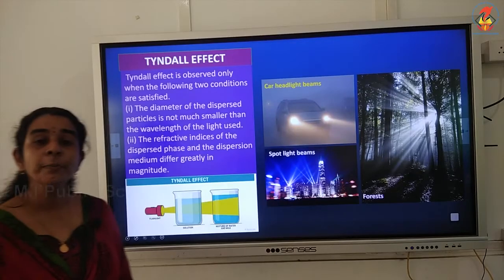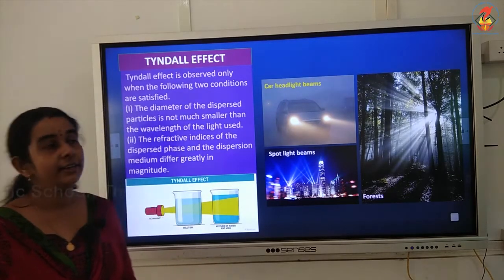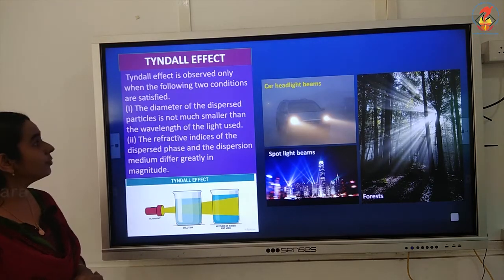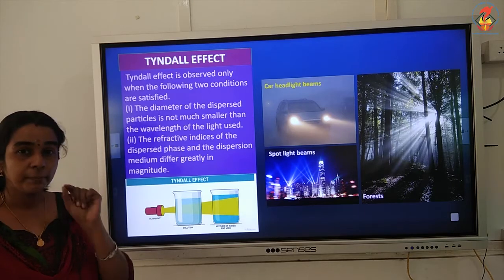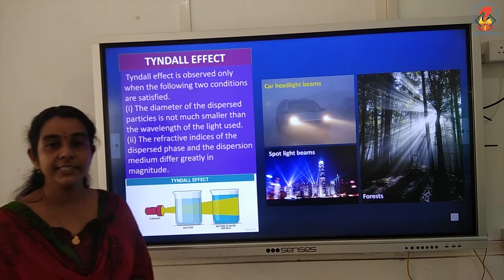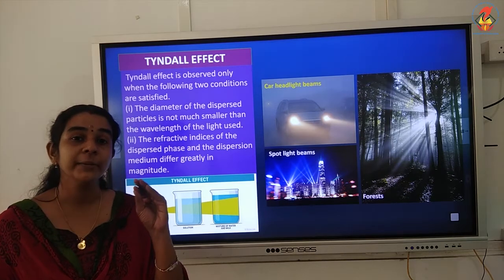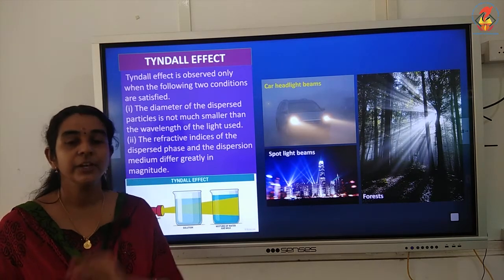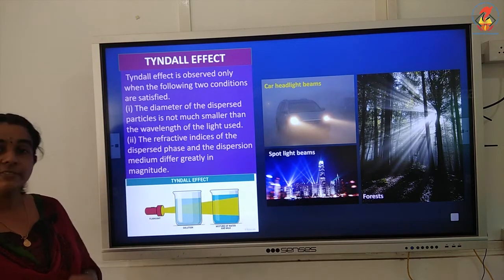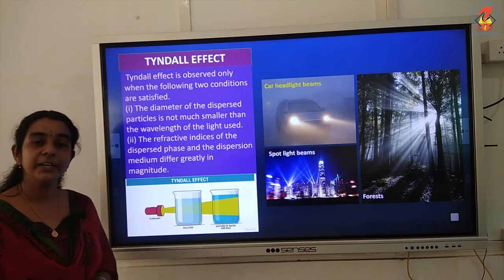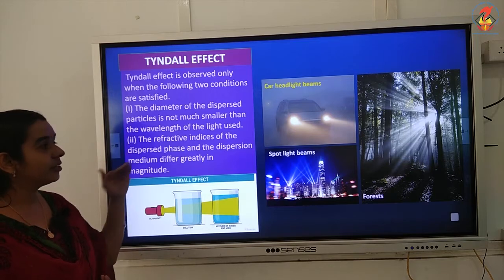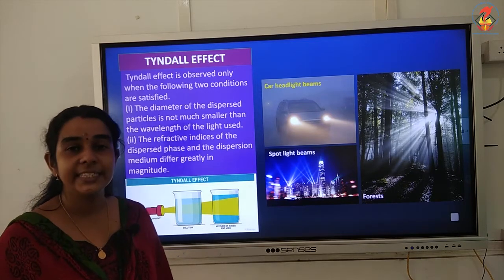Now, there are two main conditions required to exhibit Tyndall effect. The first one is that the diameter of the dispersed particles is not much smaller than the wavelength of the light used. Simply, the size of the particle should be large enough to scatter the light. The second condition is that the refractive indices of the dispersed phase and dispersion medium must differ largely in magnitude. So, these are the two conditions required to exhibit Tyndall effect.